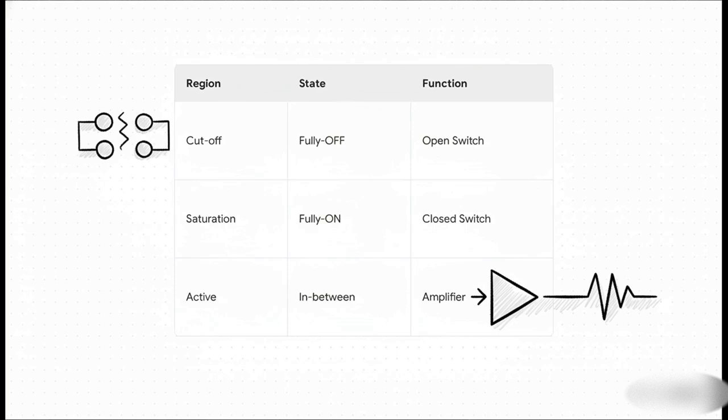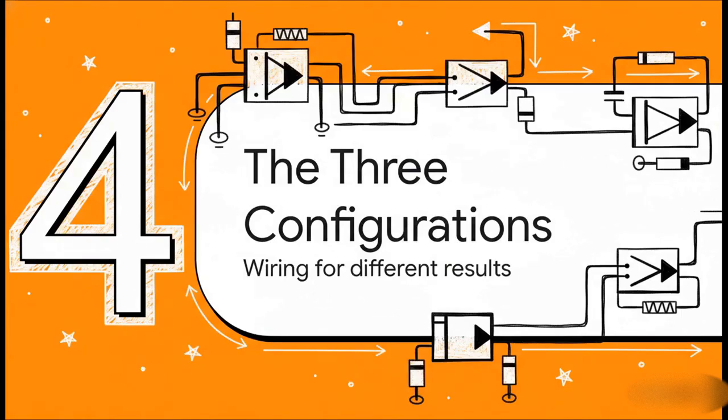That's when it acts as an amplifier. But it gets even more interesting, because it's not just the transistor itself that matters. It's how you connect it in a circuit that totally defines what it does. There are 3 basic ways to wire one up, and believe me, each one gives it a completely different personality.